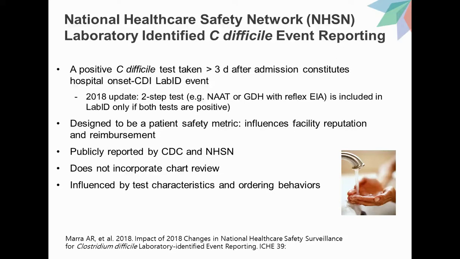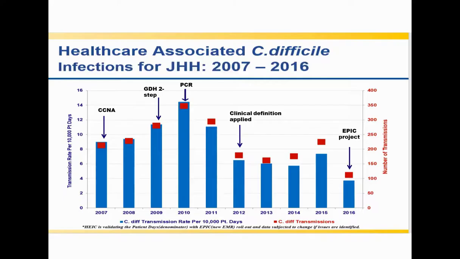This was designed to be a patient safety metric. However, it does not incorporate chart review or take into consideration patient symptoms, and of course, it's greatly influenced by test characteristics and ordering behaviors in an institution. So I do have permission to show you this slide from our infection control team, and what it illustrates is if you are going from a relatively insensitive test such as CCNA to a nucleic acid test, this will give the appearance of an increase in your transmission rate. However, what it really is pointing out is better detection. And so we did observe that in our hospital environment.